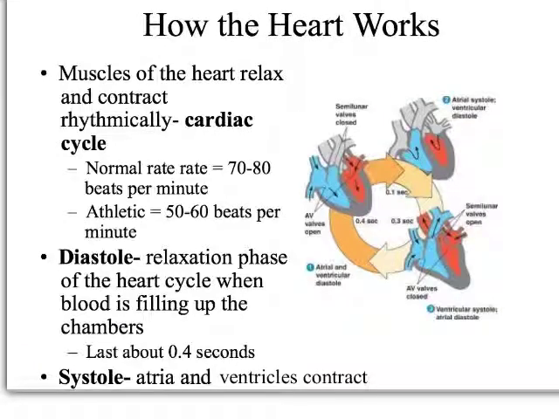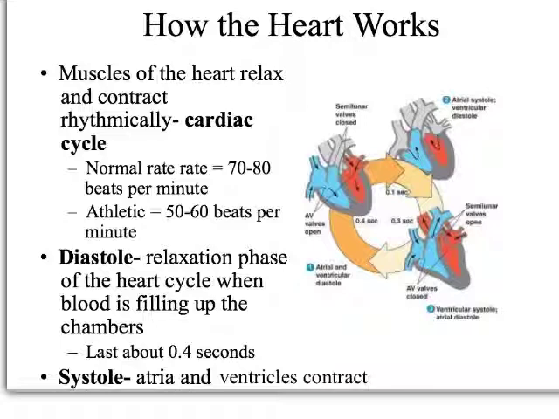The muscle cells in the heart are going to contract and relax rhythmically. Okay, and that's how we get our heartbeat and stuff like that. It's very rhythmic. It's very timed and predictable. It's what we call the cardiac cycle.